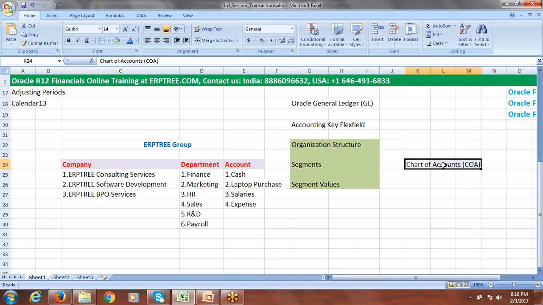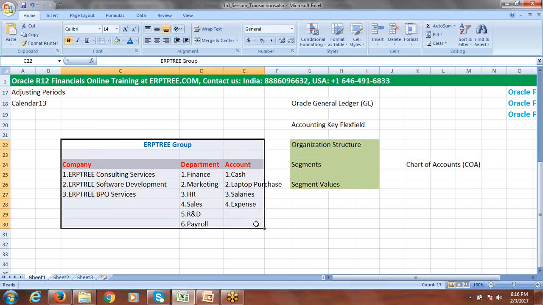If you want to create the chart of accounts, what do we have to do? First we have to create the organization structure, then segments and segment values. We already discussed the meaning of organization structure and segment values. Any question on this, please? To capture the date, we have to maintain a calendar in the system. To capture the detailed information of the transaction, we have to create and maintain the chart of accounts in the system. In short, we call it COA, chart of accounts.